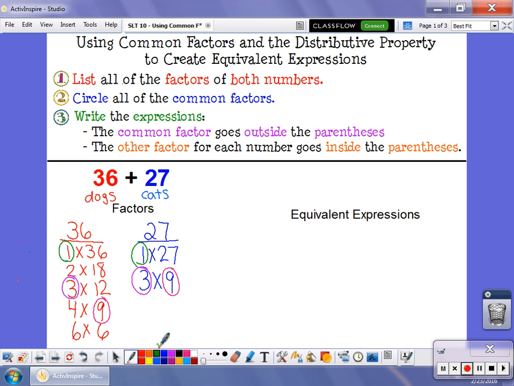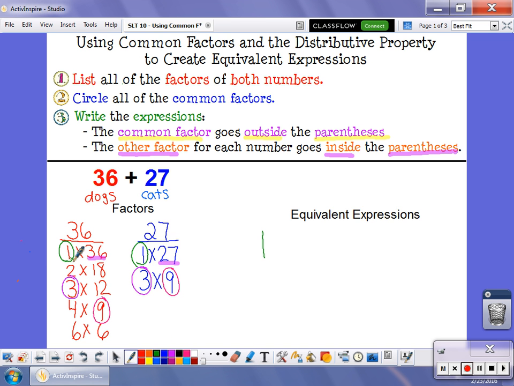Now our equivalent expressions are going to come from these common factors. Let me show you. The first common factor we have is 1. The 1, the common factor, is going to go outside our parentheses. This common factor represents how many groups I can make. Okay, I could make 1 group. Now, the other factor we have that matches, in this case, is 36, and this one is 27. Those other factors are going to go inside our parentheses. So let me show you, and then I'll explain what it means.